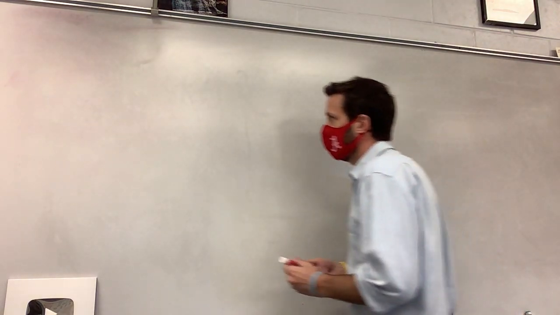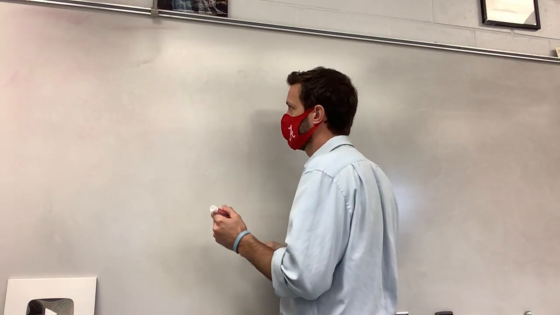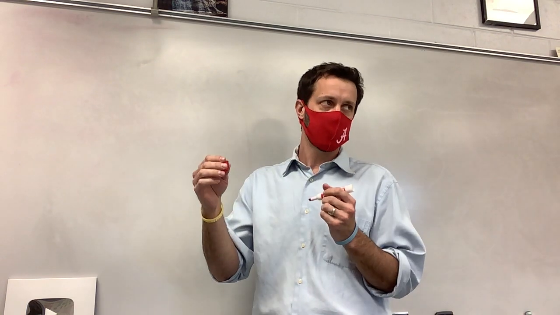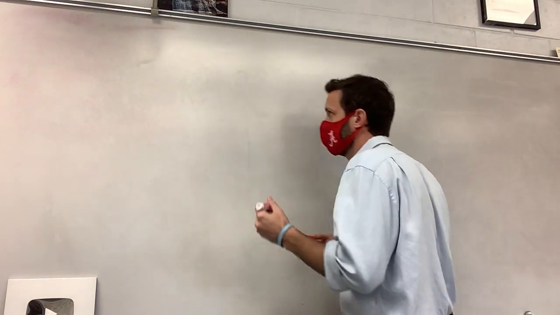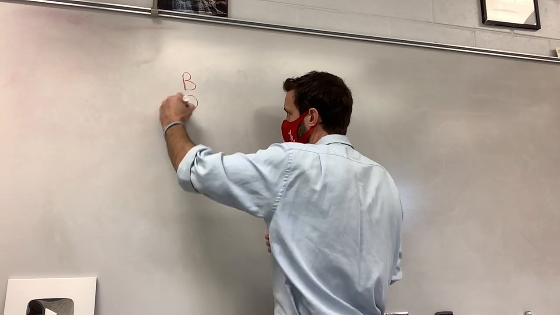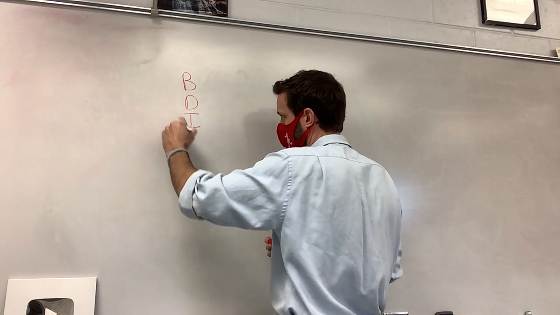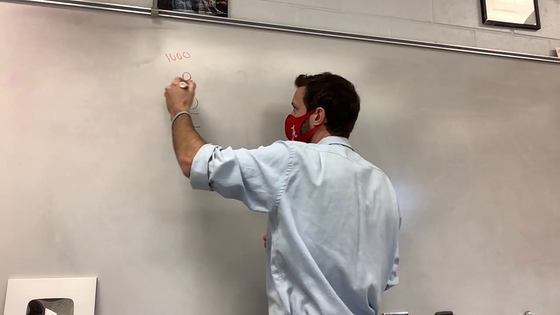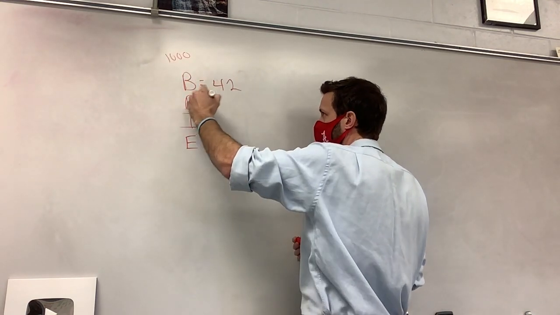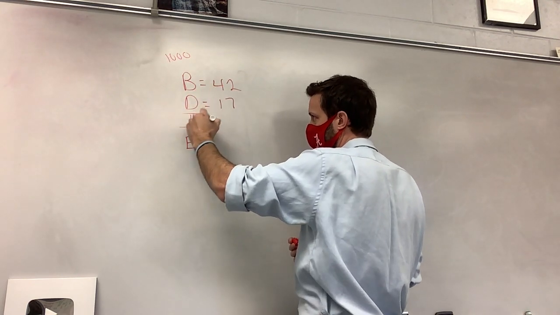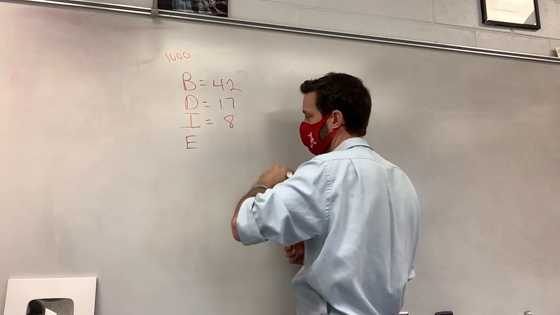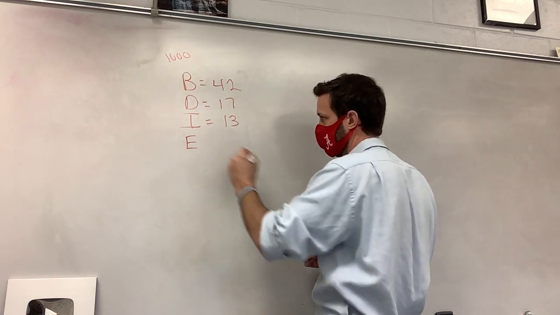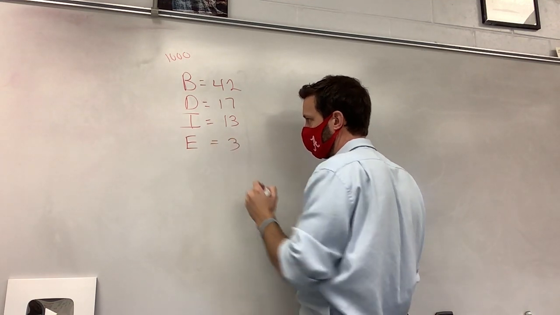Let's say, some of you AP ES people are going to know this, normally when you look at census or population data, they give it per 1,000 individuals in a country. So let's say we have our births, our deaths, our immigrants, and our emigrants. These are normally given per every 1,000 people. Let's say there's 42 births, 17 deaths, 13 immigrants, and 3 emigrants.